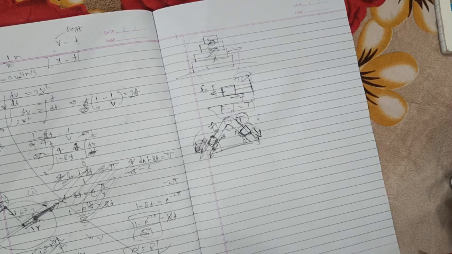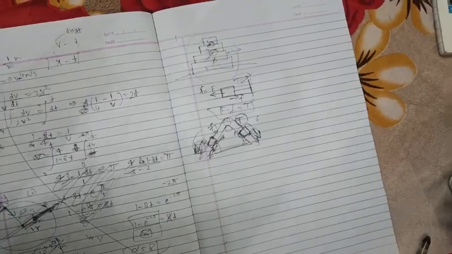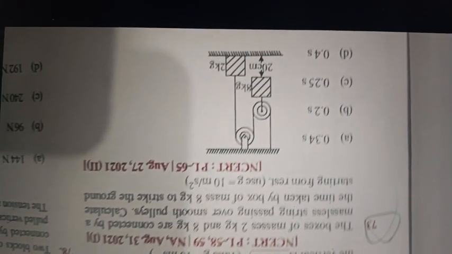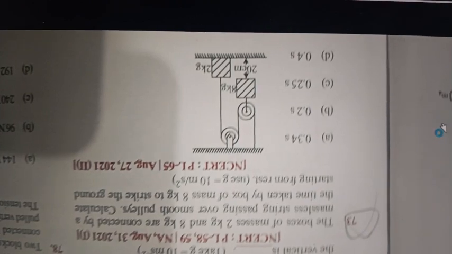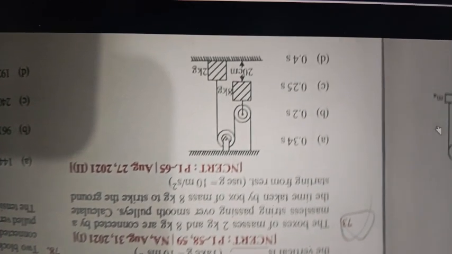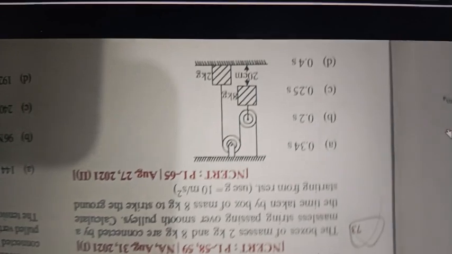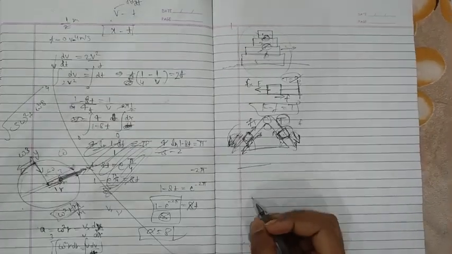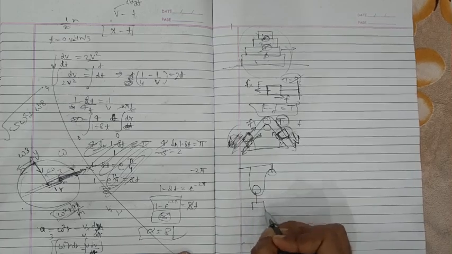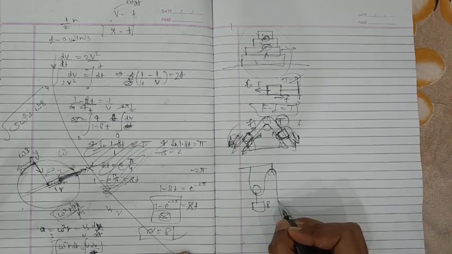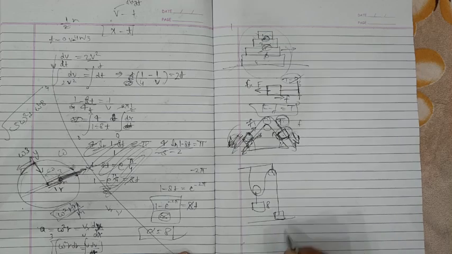So I guess there is one more question that is related to kinematics more than NLM. Let's see this. This question has two masses, 2 kg and 8 kg, connected with pulleys, and we have to calculate the time taken by the box of mass 8 kg to strike the ground starting from rest after the system is released. The height difference is 20 centimeter. So we have a pulley here and another pulley here, and this pulley is connected to a mass of 8 kg, and there is a 2 kg mass on the ground.